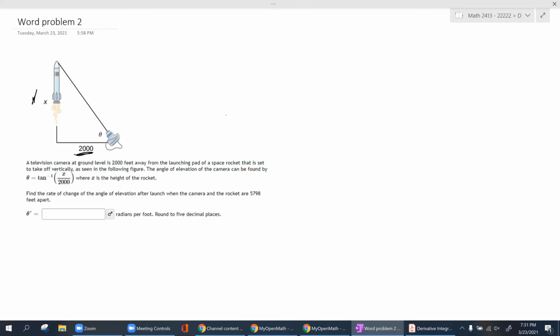Find the rate of change of the angle of elevation when the camera and the rocket are 5,798 feet apart. Very similar to what we were doing earlier. So what I'm going to do here is find d theta over dx. With inverse tangent, it is 1 over 1 plus whatever's on the inside squared, whatever's on the inside is x over 2000, times the derivative of the inside.